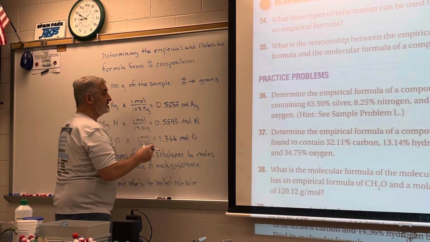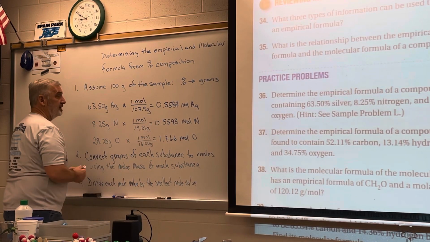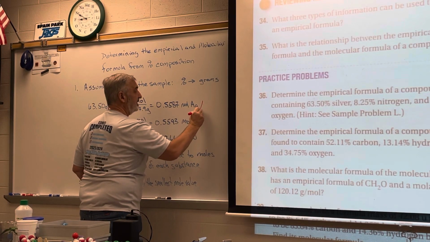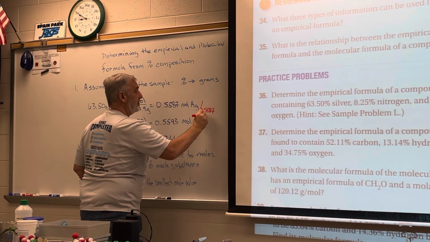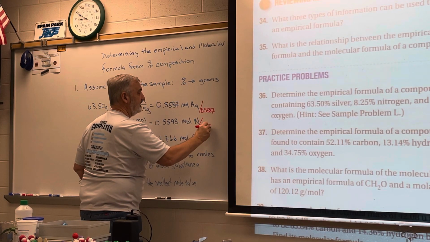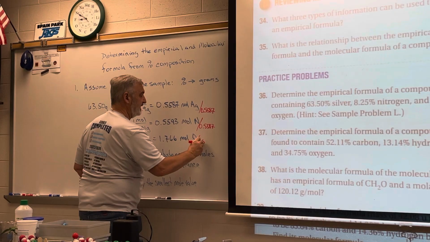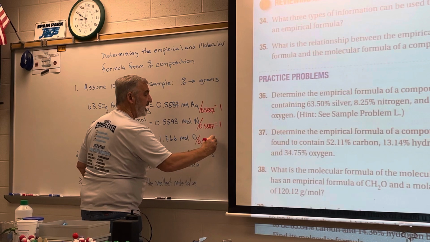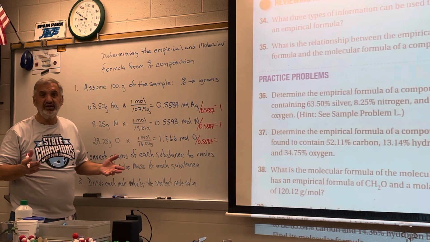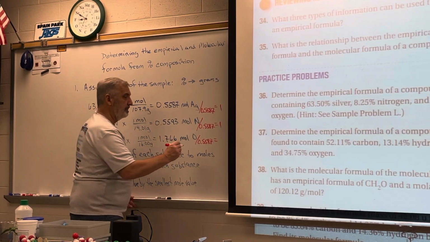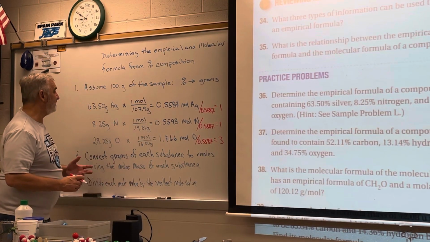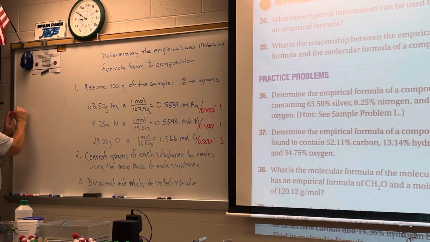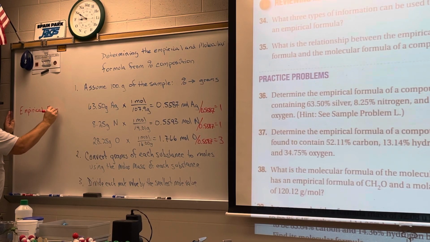So we went through this. What's the smallest mole value here? 0.5587. So we divide this by 0.5587, this by 0.5587, and this by 0.5587. This turns out to be 1. This turns out to be 1. That turned out to be 2.99, which is 3. Okay? So now I have my mole ratio, so my empirical formula then of this compound is going to be what?